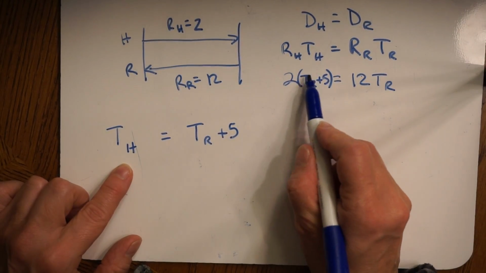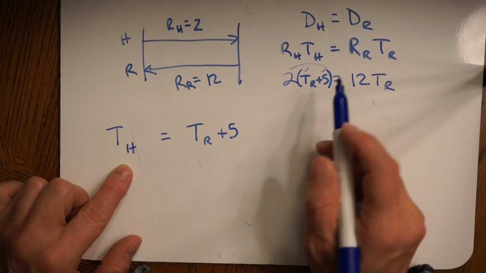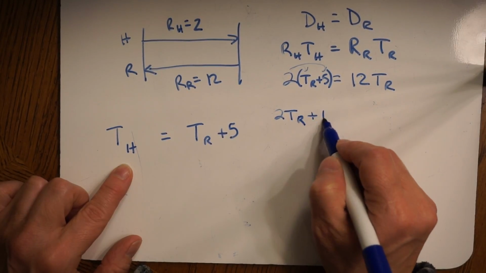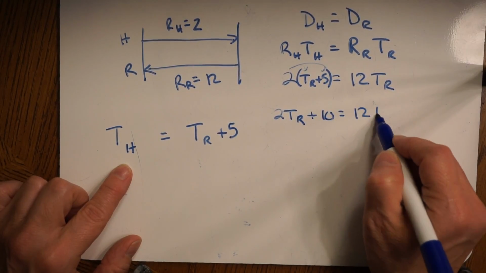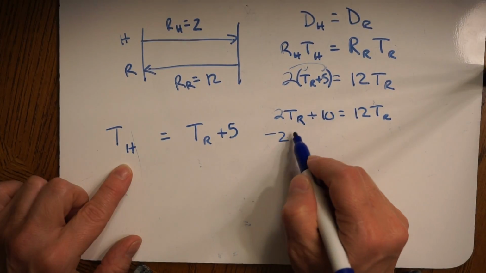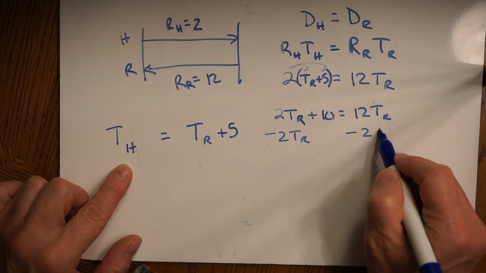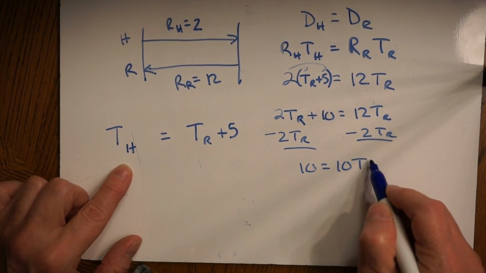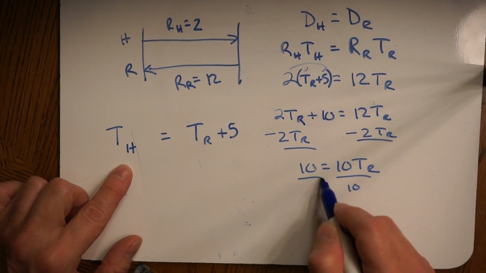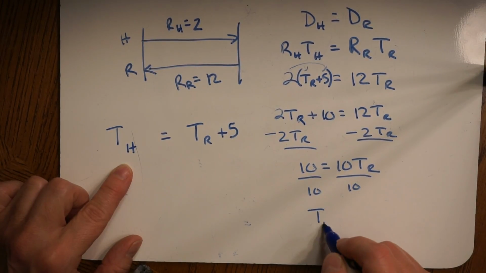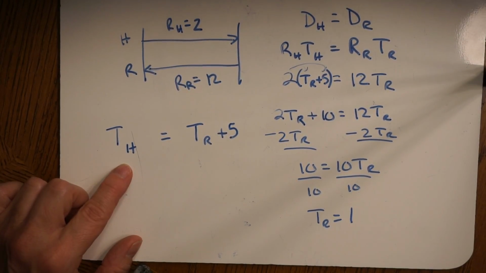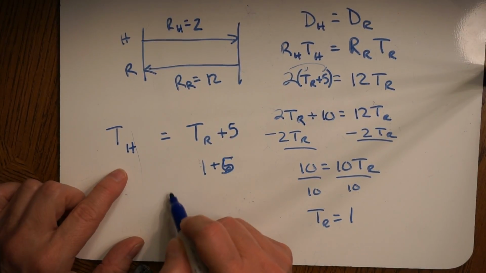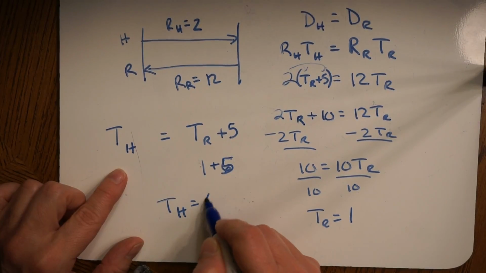It's just that. Distribute again. So we get 2TR plus 10 is equal to 12TR. Variables on one side, constants on the other. We get 10 equals 10TR, so the time riding is equal to 1. Well, if the time riding is equal to 1, then the time hiking is equal to 6.